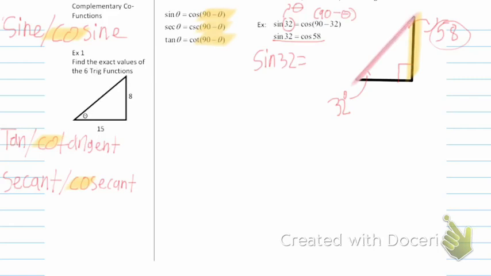So let's do a different color. Let's say this represents y, and the hypotenuse represents z. So sine of 32 will equal y over z, opposite over hypotenuse. Now for cosine of 58, it's adjacent over hypotenuse. So the y, which is the side next to the 58 angle, it'll be y over z.